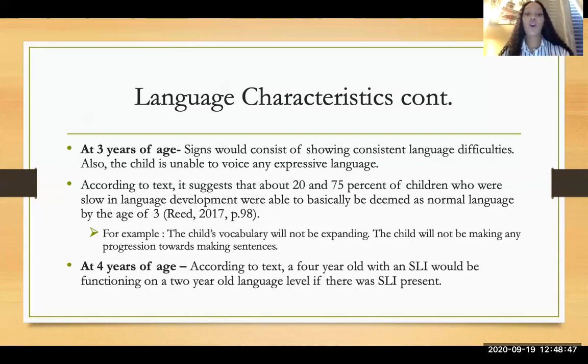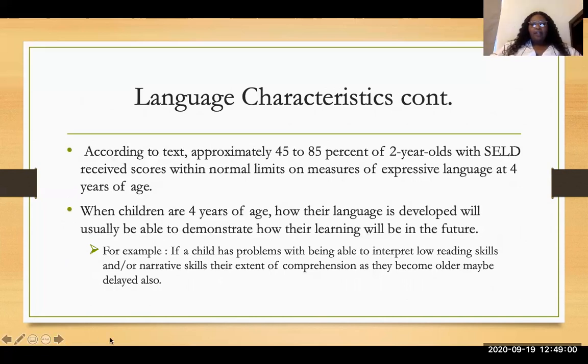At 4 years of age, according to the text, a 4-year-old with an SLI would be functioning at a 2-year-old language level if there was an SLI present. According to the text, approximately 45 to 85% of 2-year-olds with SLI receive scores within normal limits on measures of expressive language at 4 years of age. When children are 4 years of age, how their language is developed will usually demonstrate how their learning will be in the future. For example, if a child has a problem with interpreting low reading skills and or narrative skills, their extent of comprehension as they become older may be delayed also.